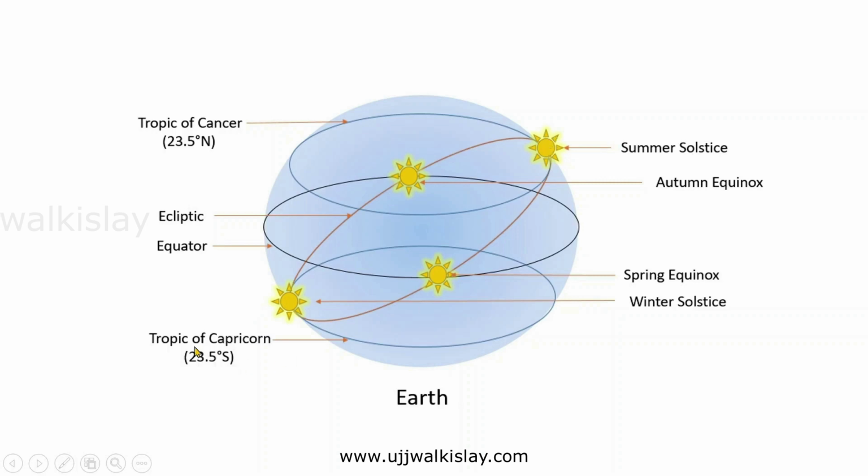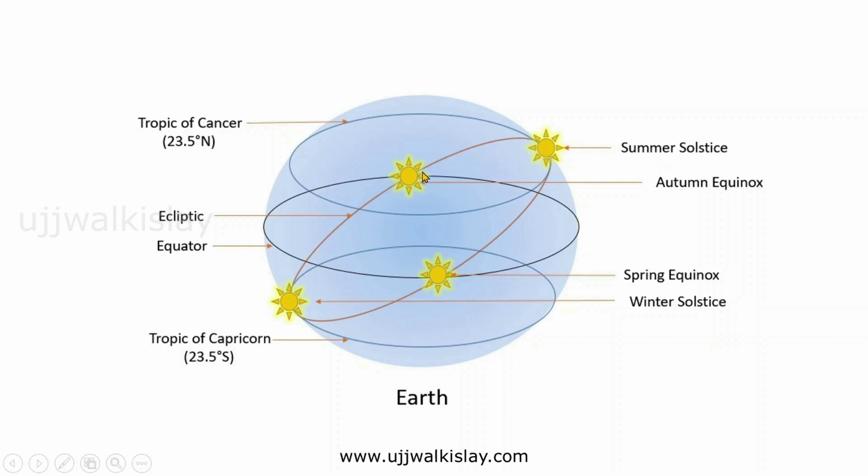As you can observe, the ecliptic is inclined to the equator. The ecliptic and the equator intersect at two points. These two points are referred to as the equinox. On the other hand, when the sun is at the northmost or southmost position, we get the solstice. When the sun is at its northmost position, that is on the Tropic of Cancer, we have the summer solstice.